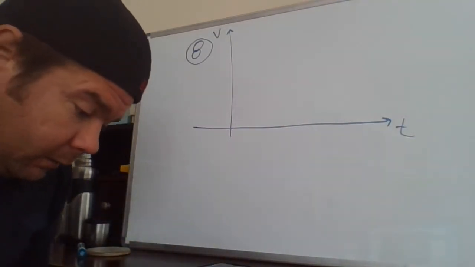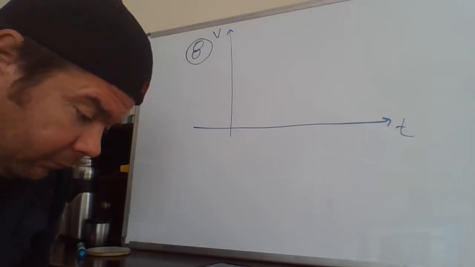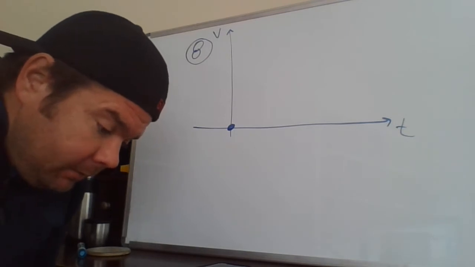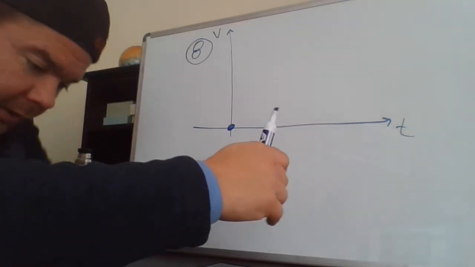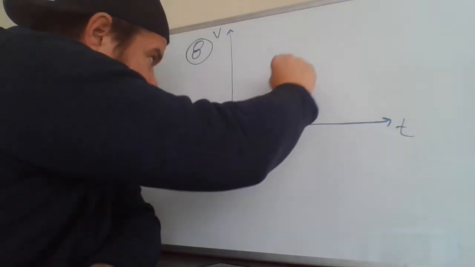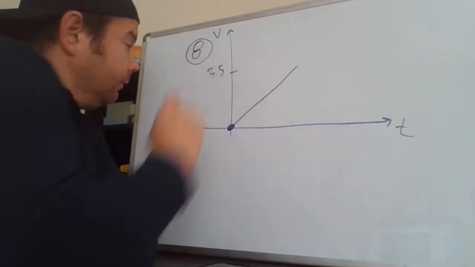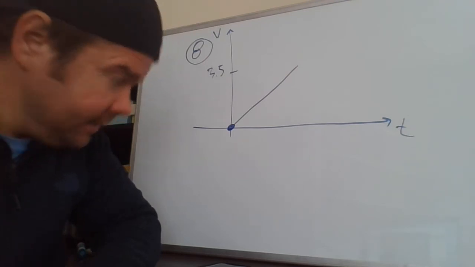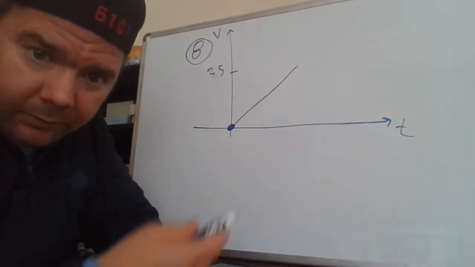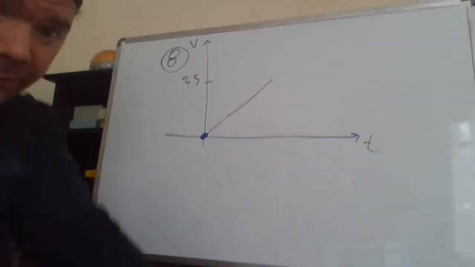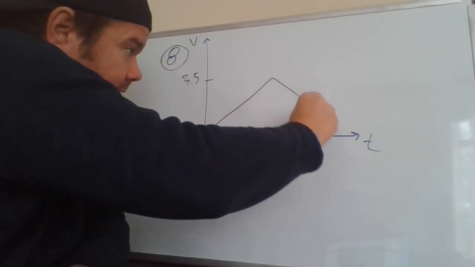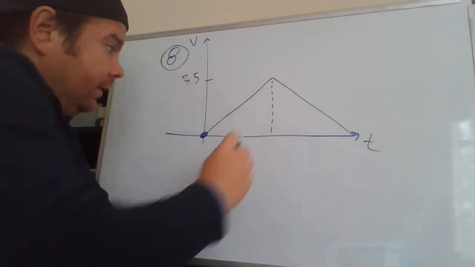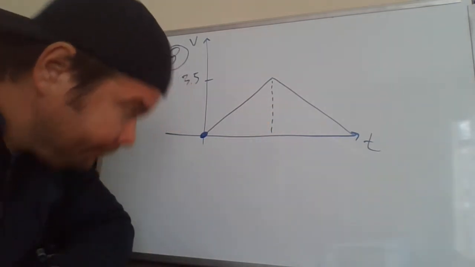Okay, so what do we know? We know it starts from rest, so the initial velocity is 0. The hand kind of pushes it forward, and it jumps up to a velocity of 3.5 meters per second. So it looks like this. And then it's let go, and the friction of the floor causes it to slow down at a constant rate. So the velocity does something like this. It kind of makes this triangle shape.